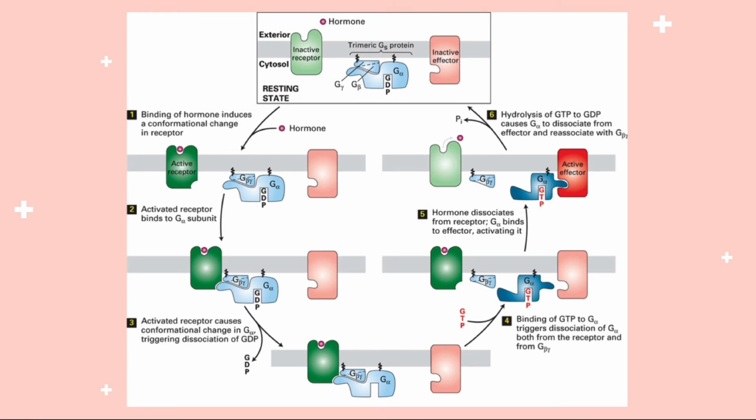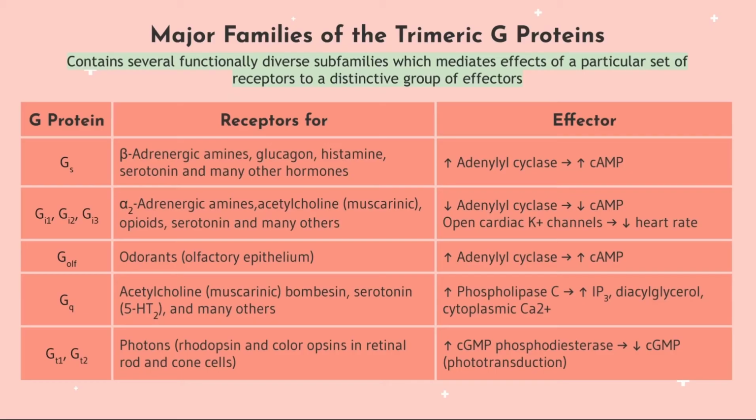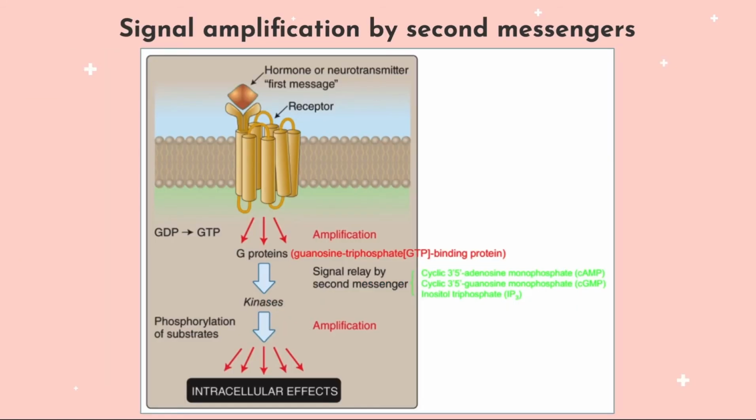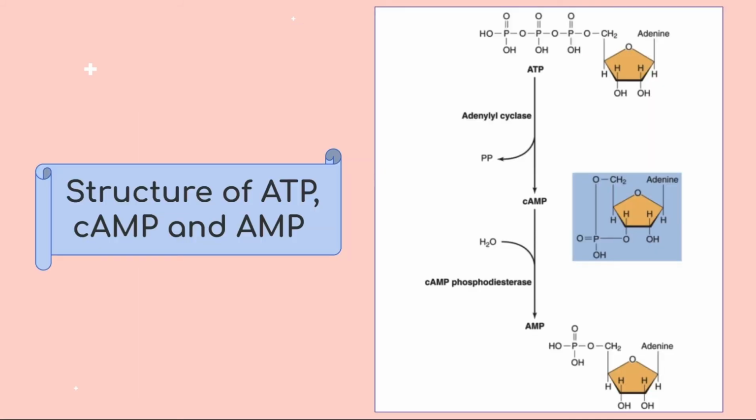This diagram shows the full process of the activation-inactivation cycle of G-proteins. These are examples of G-proteins and their effectors. This diagram shows the signal amplification by second messengers in the intracellular effects. And this is the structure of ATP, cAMP, and AMP.